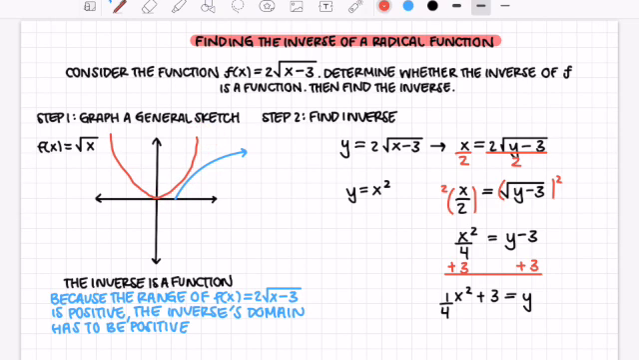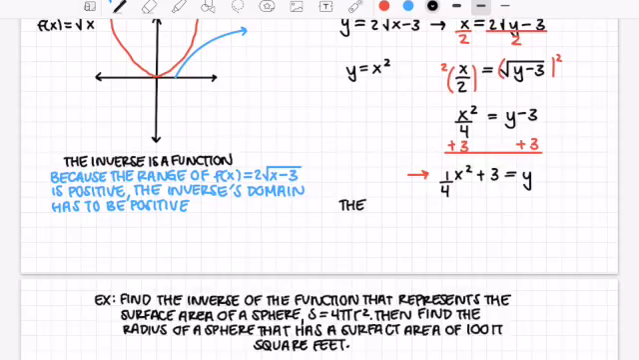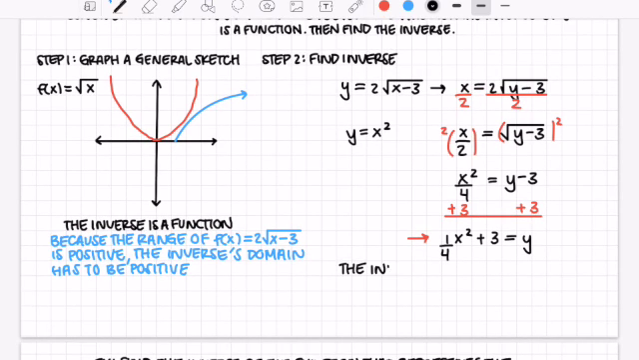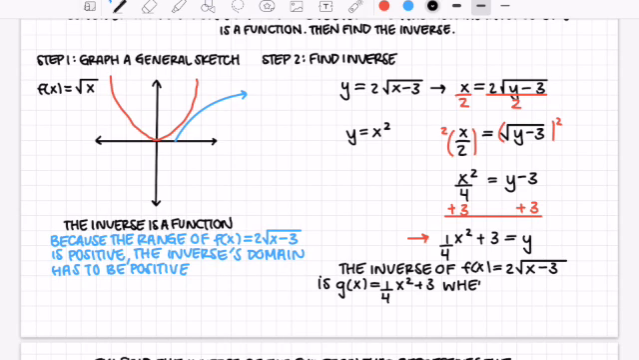And so it's important that when I write my answer here, I have to write down that the inverse of f of x equaling 2 times the square root of x minus 3 is g of x equaling 1 over 4 x to the power 2 plus 3, where our x values are all positive.